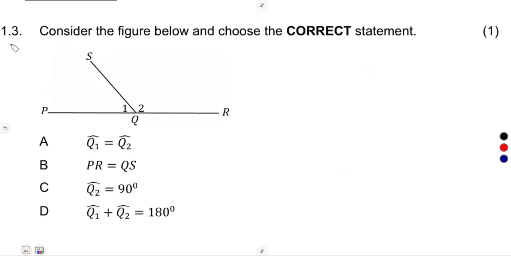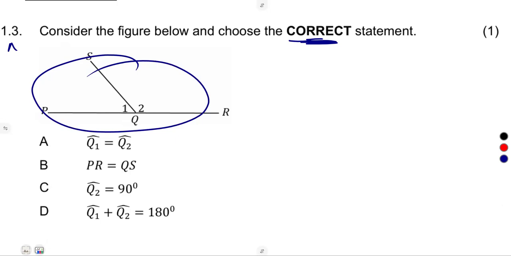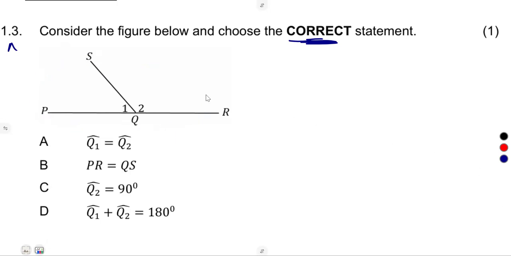All right, moving on to 1.3. Consider the figure below. Choose the correct statement, the correct one, about what we are given on this figure. These angles that we are given, all right, so there are so many statements. It's not only about angles, it's also about the sides. So let us just focus on the statements that we are given, which one is correct.